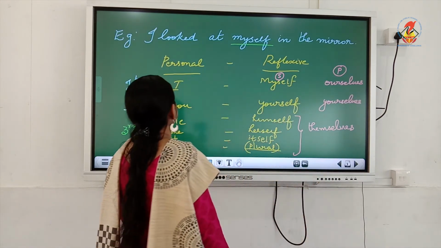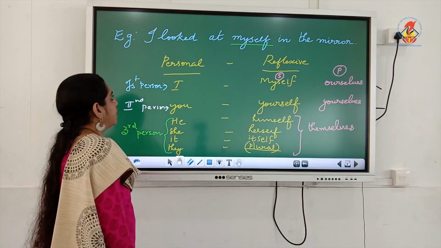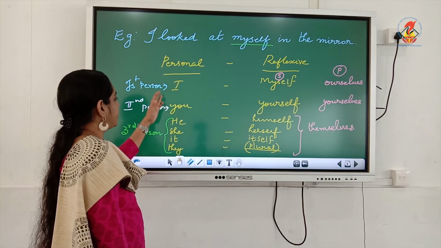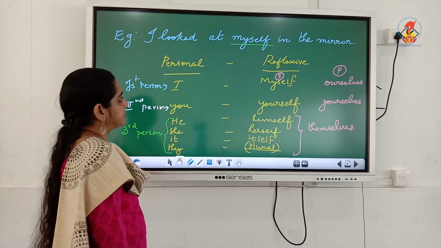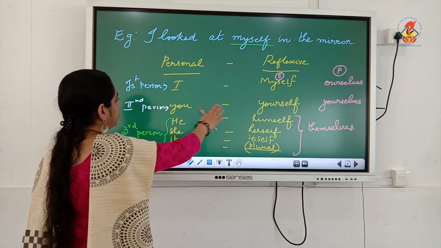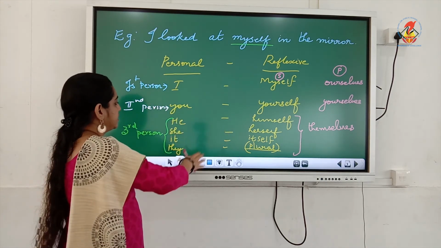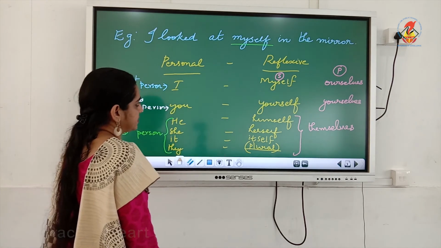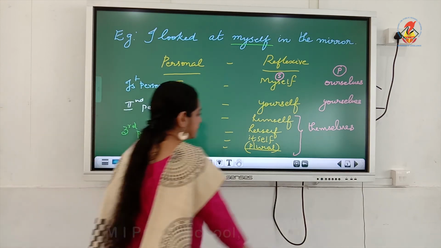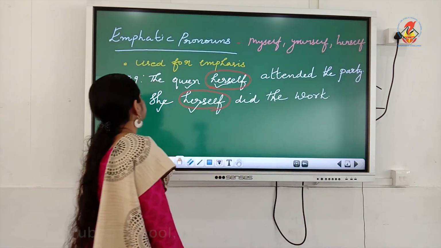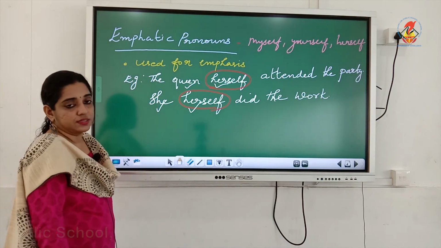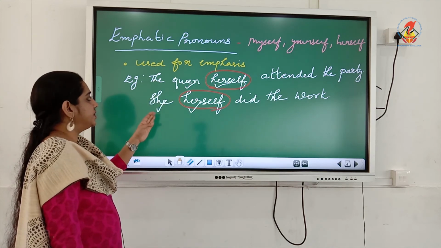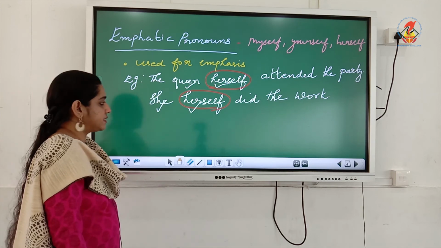Then we studied reflexive pronouns, the singulars and plurals, and how to change the personal pronouns I, you, he, she, it and they into reflexive mode. I, myself; you, yourself; he, himself; she, herself; it, itself; and the plural form of all these comes as themselves. Okay, this we studied. Then what did we study? Emphatic pronoun, giving importance to the subject. They said the queen herself attended the party, she herself did the work. So you are giving importance to the subject here.